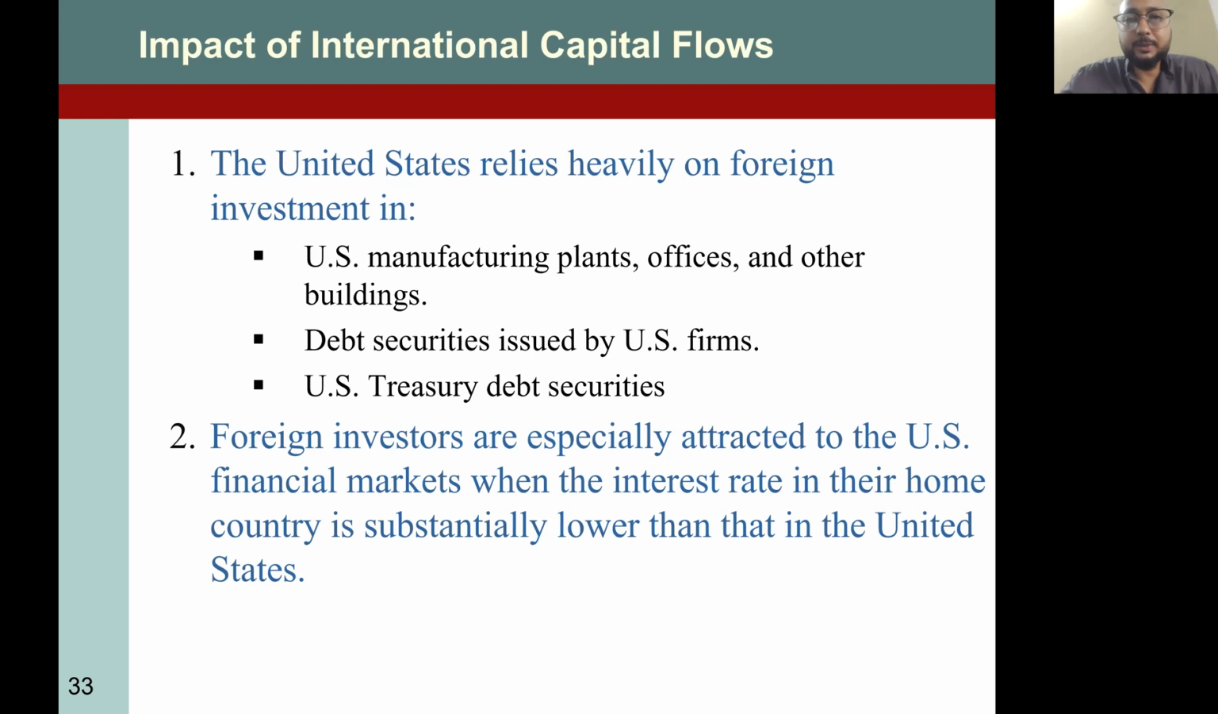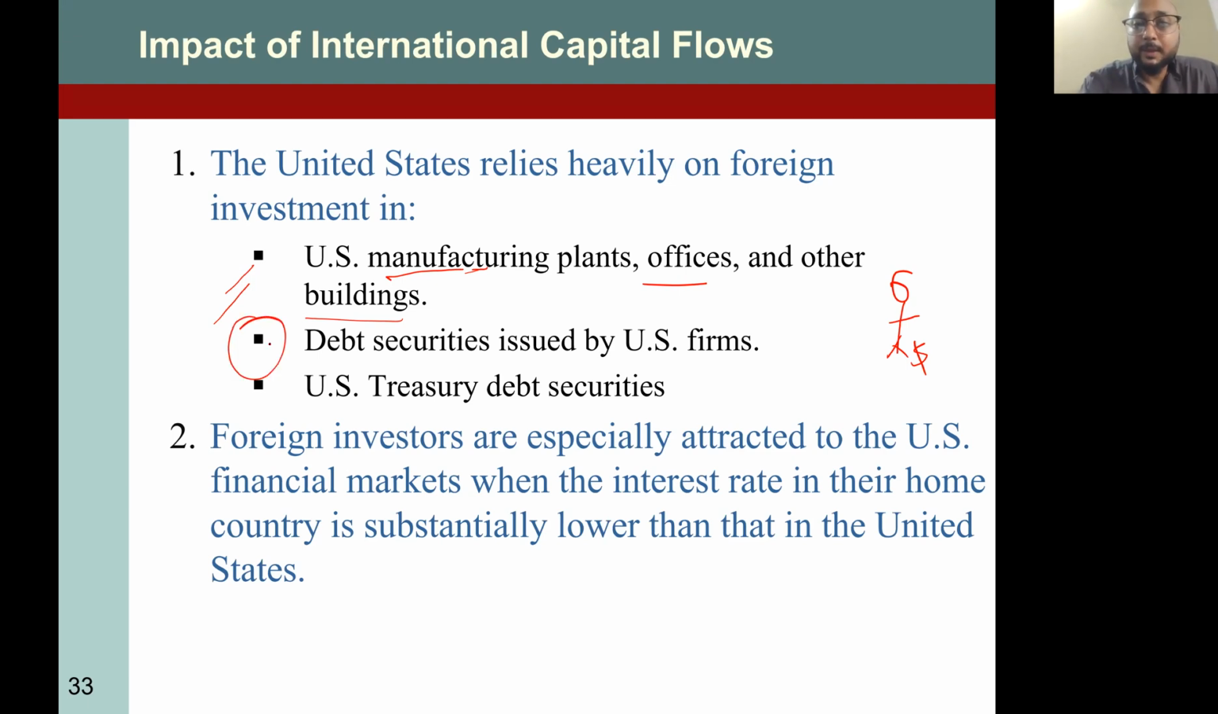Okay, so let's talk about the impact of international cash flows, because this book is basically US-centric. So assume that you are in the US. Remember, the US heavily relies on foreign investments. I think we already talked about this in detail in our previous lectures. So how? Because US manufacturing plants, offices, and other buildings are mostly occupied by foreign companies that are listed on the foreign exchange.